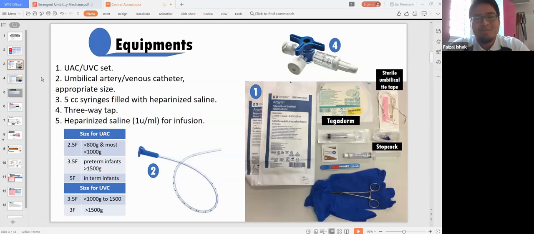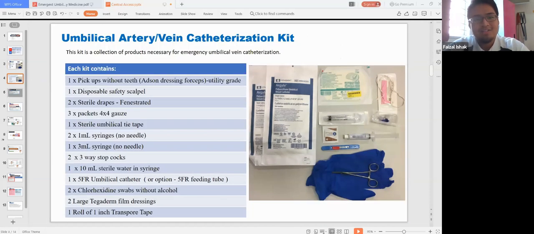Okay. This is the equipment used for the umbilical line. These are the 5 pieces of equipment that I mentioned before, plus three-way and feeding tube, as you can see in the picture. And usually in certain hospital settings, all of the equipment is already included in the UAC or UVC set. And then this is the list in the UVC or UAC set.